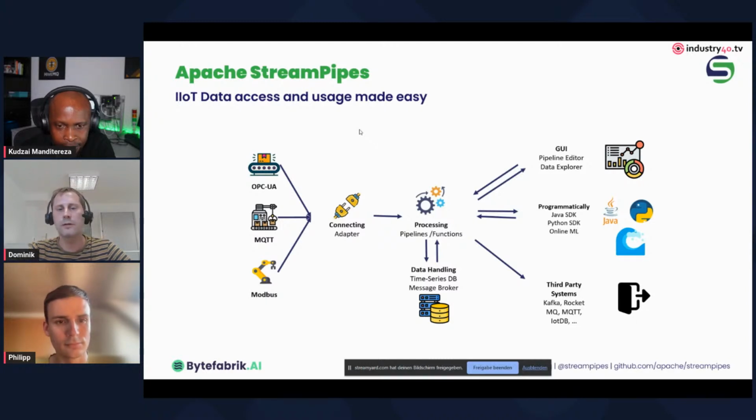Also, Streampipes comes with an included time series database and a message broker. I will talk more about that in a second. In the end, users interact with Streampipes in terms of the user interface, which includes tools like the pipeline editor and the data explorer, but programmatic access is also possible using a software development kit for Java and for Python. And for Python, we also provide a function zoo with some predefined integrations to online machine learning libraries like River. That will also be part of the demo later on. And finally, Streampipes can also connect to third-party systems in terms of data sinks, where we can connect to external systems like Kafka, RocketMQ, or also MQTT.